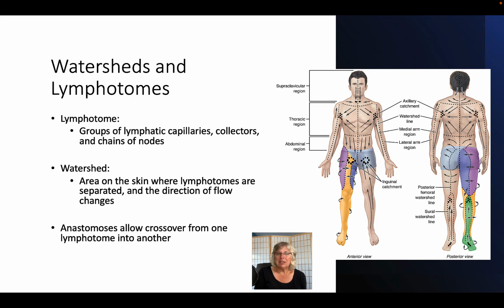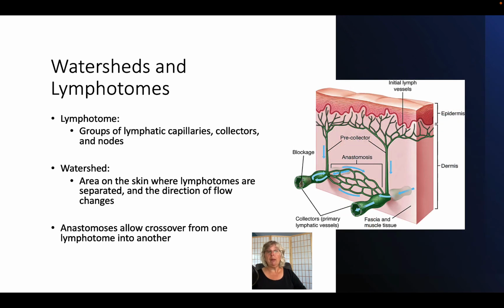Watersheds and lymphotomes. A lymphotome is not like a dermatome or a myotome or a sclerotome, where we're talking about nerve supply. A lymphotome is an organization of lymphatic capillaries and collectors and chains of nodes that are associated with a particular area of the body. Lymphotomes basically determine the direction of flow of fluid within a certain area. A watershed is where those lymphotomes meet, and the fluid will flow in different directions on either side of that watershed spot. Now, this is where we need to talk about those anastomoses.